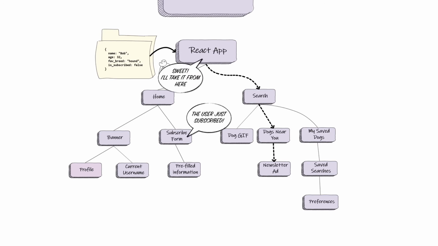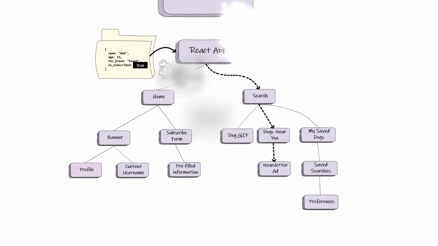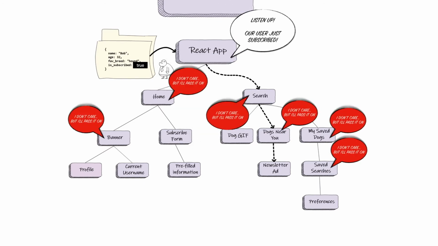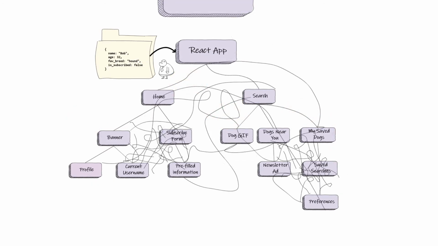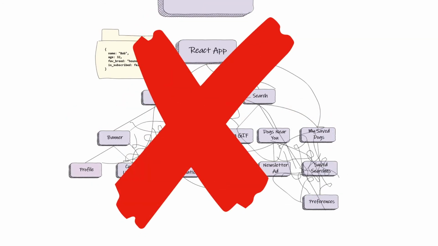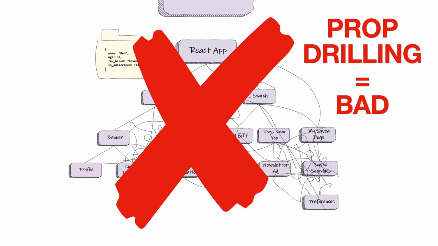Let's say our user just subscribed. Okay, well, we're going to update the state, obviously, in the parent component. Then the parent component is going to tell all of its children, hey, we just subscribed. Look at how many children don't really care if we're subscribed or not, but they have to pass it on so that other children get access to the information. This is fine for small applications, but in a large application, you're going to end up with some weird spaghetti code. Don't do this. It's called prop drilling, and it's really bad.